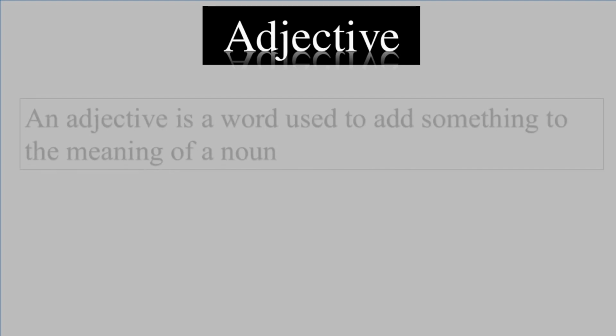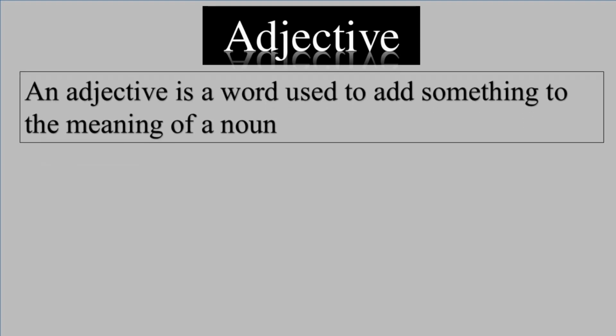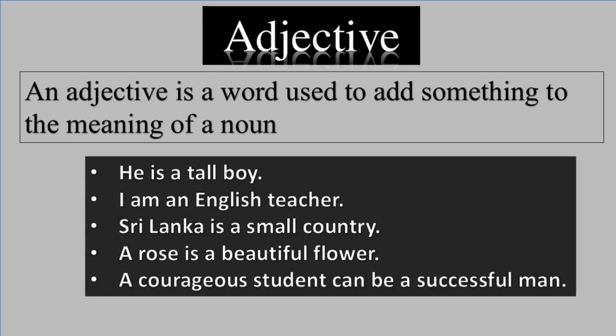Adjectives. An adjective is a word used to add something to the meaning of a noun. Example sentences: He is a tall boy. I am an English teacher. Sri Lanka is a small country. A rose is a beautiful flower. A courageous student can be a successful man. In these sentences, the underlined words are the adjectives.